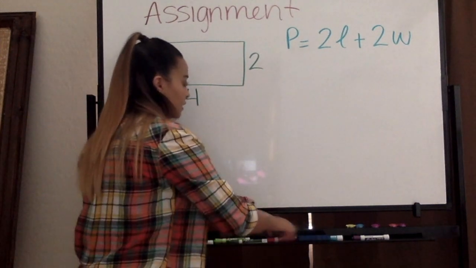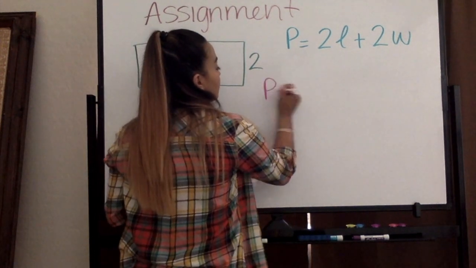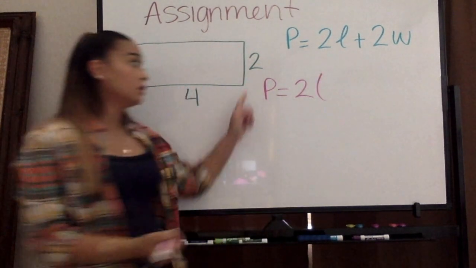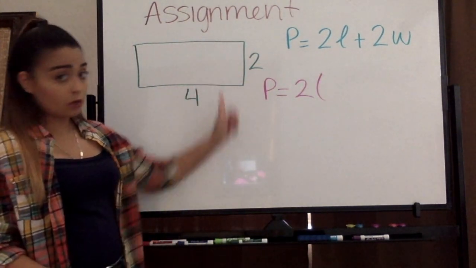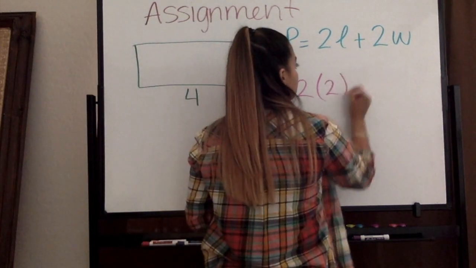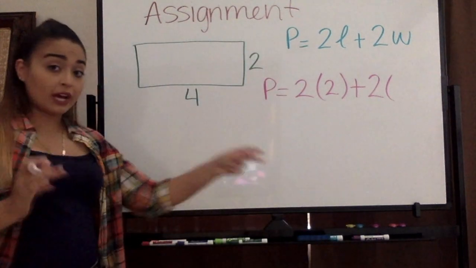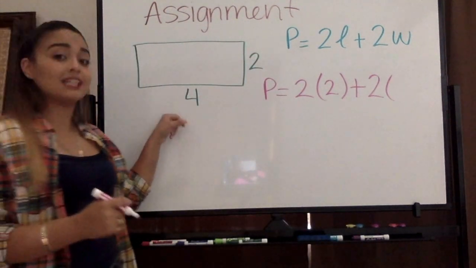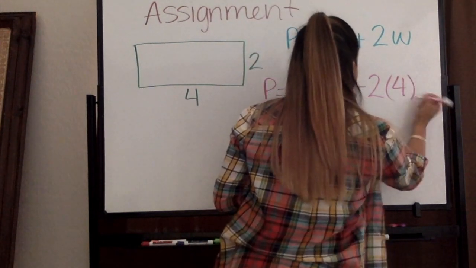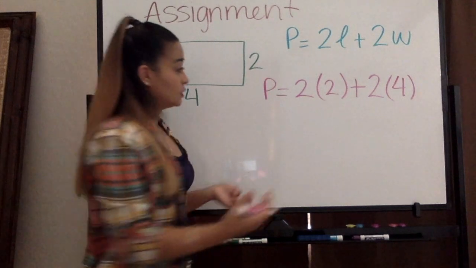Let's use a different color now. The perimeter is equal to 2 times L, which is length, which is long ways, in this case is 2, plus 2 times width, which is wide ways, which in this case is 4. And now we're going to be multiplying, solving.